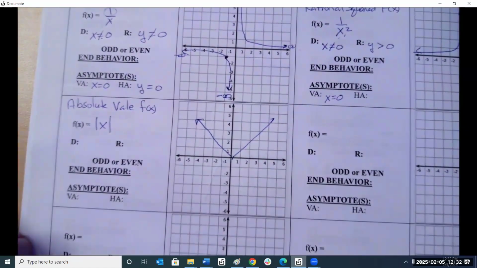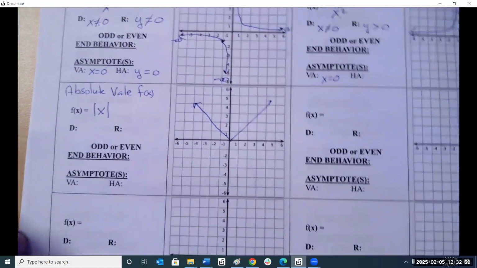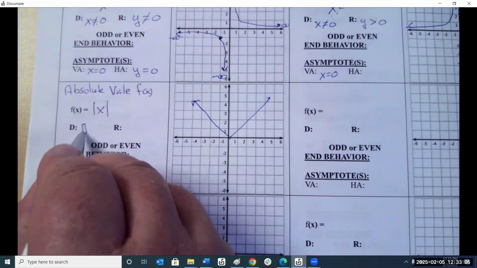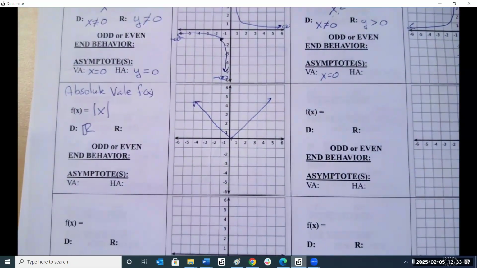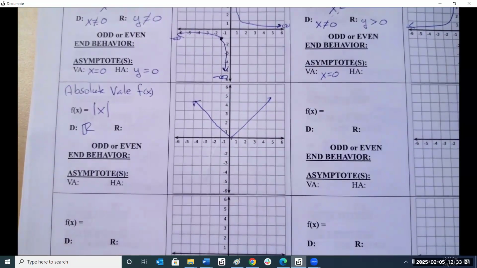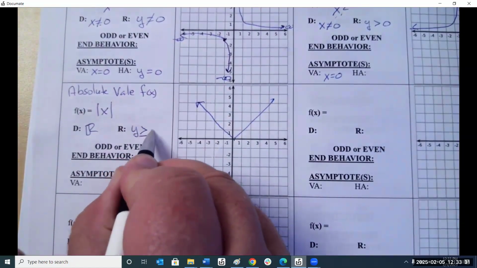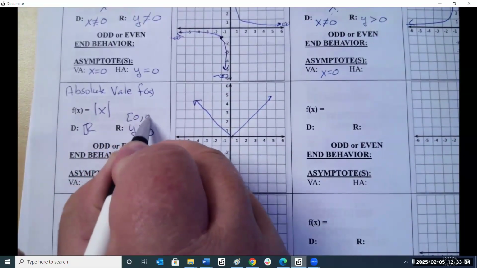So what's my domain? Yeah, all real numbers. Because remember, whenever you're answering domain and range questions, always ask 3 questions. Can it be negative? Can it be positive? Can it be 0? If it's yes, yes, yes, all real numbers. How about the range? Can it be negative? No, because there's no graph down here. Can it be 0? Yes. Can it be positive? So y is greater than or equal to 0, or 0 to infinity.